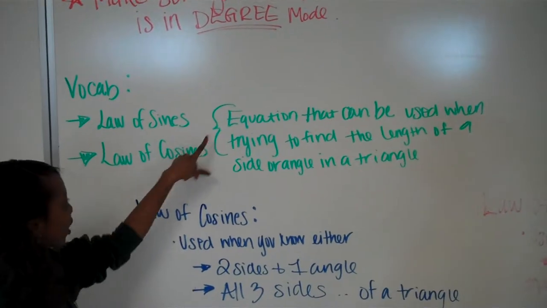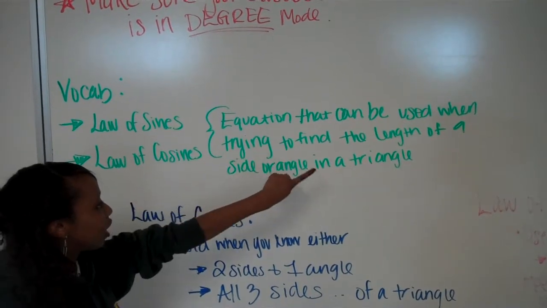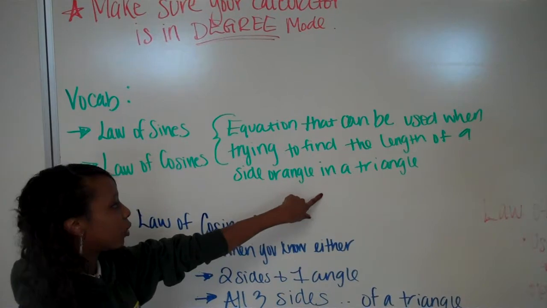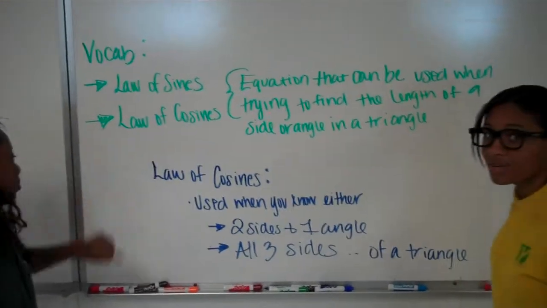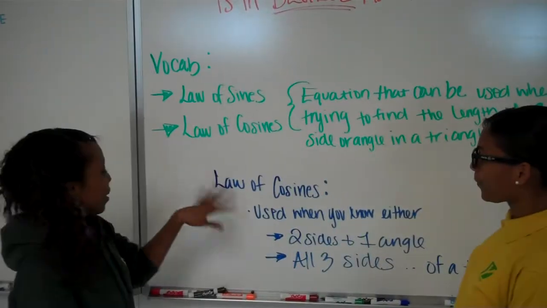The law of sines and cosines are equations that can be used when trying to find the length of a side or angle in a triangle. This doesn't have to be a right triangle. It can be any triangle.